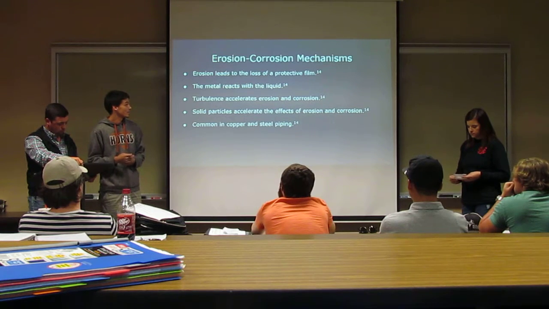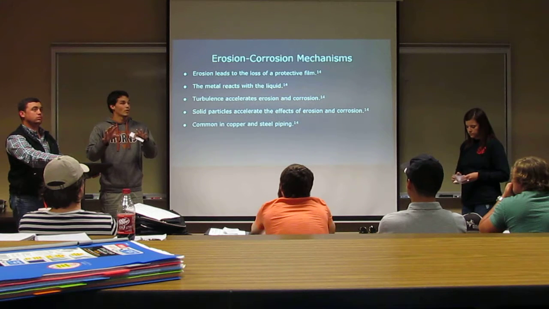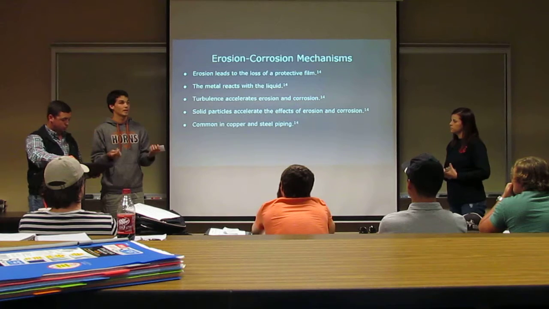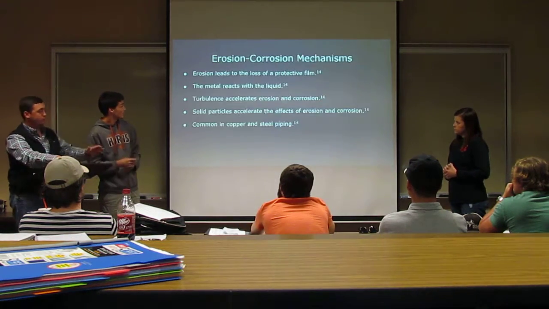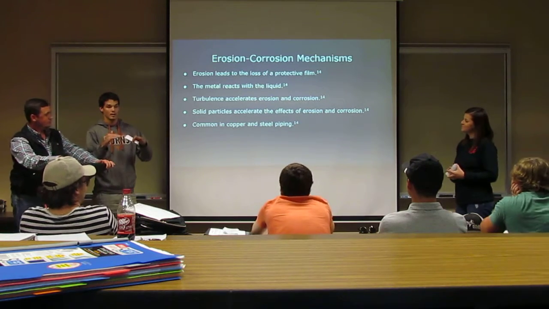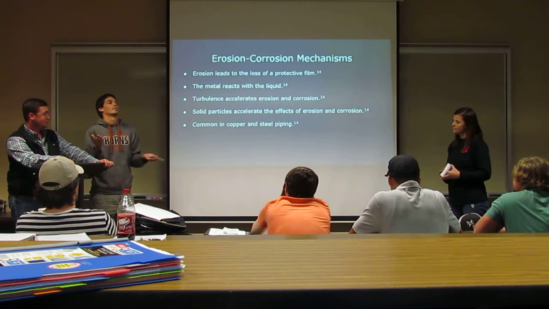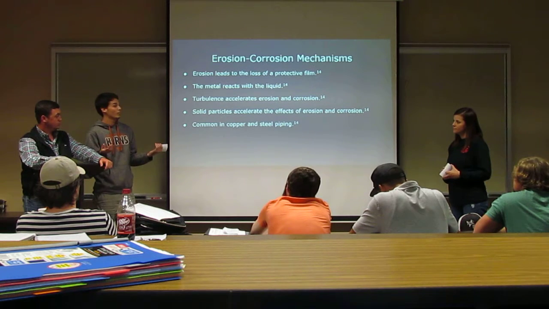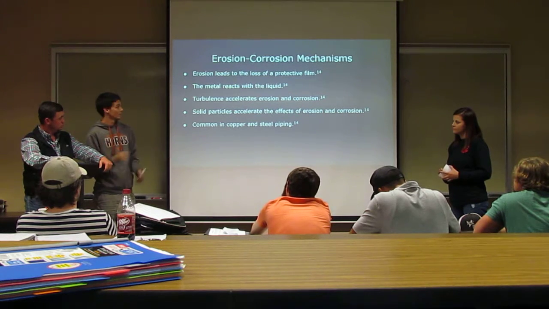And the turbulence accelerates erosion corrosion. The liquids are moving all around, throwing around all types of particles, and slamming into the wall, starting something like cavitation and breaking off the metal pieces. It's common in copper and steel piping, mainly because the coating that's on the inside of the pipe, the film that copper and steel produce, gets worn away a little bit too easily because it's too thin.